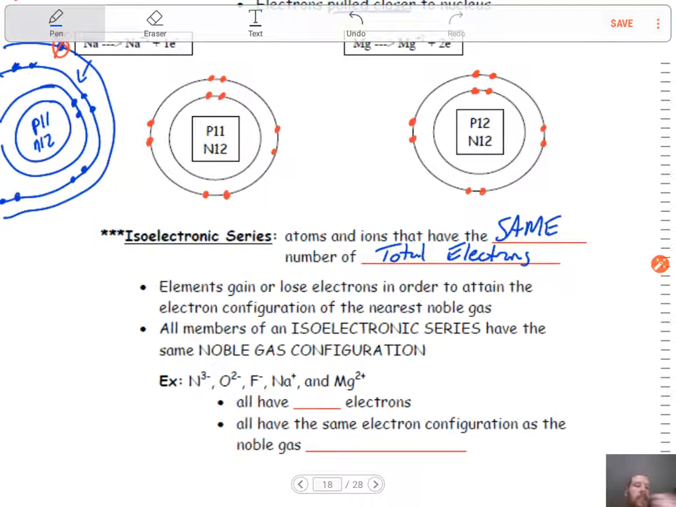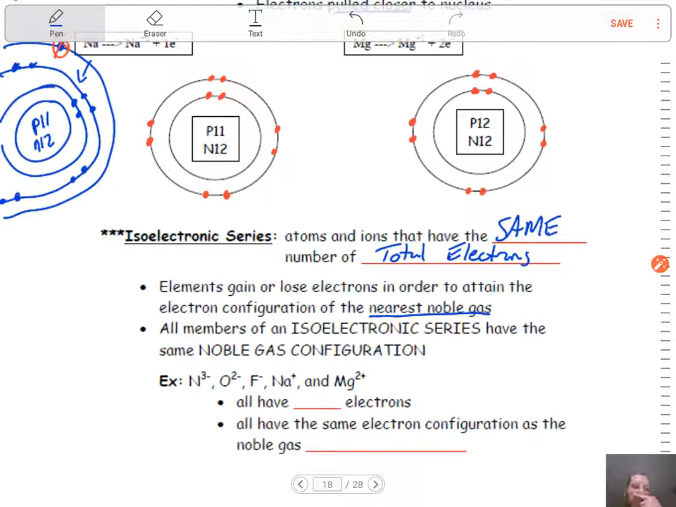What other element has the same number of electrons that these two have? Think about that as we go through. Elements gain or lose electrons in order to attain the electron configuration of the nearest noble gas. Again, that's what they're striving for because they're so noble. They want to be part of that family. What makes them noble? It's that stable, full outer shell, and full meaning 8. So they're trying to get to 8 the whole time.